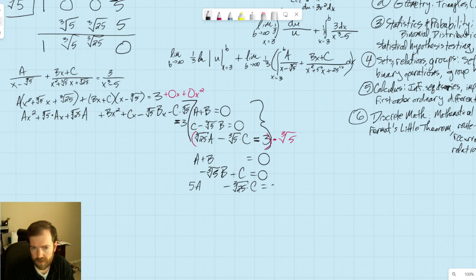And that's equal to 3 cube root of 5. Okay.